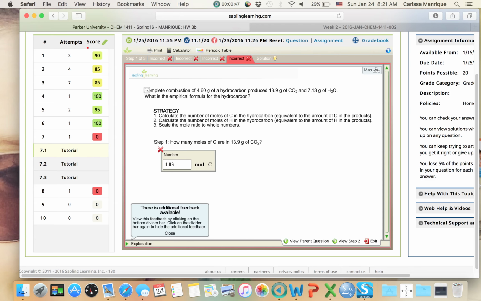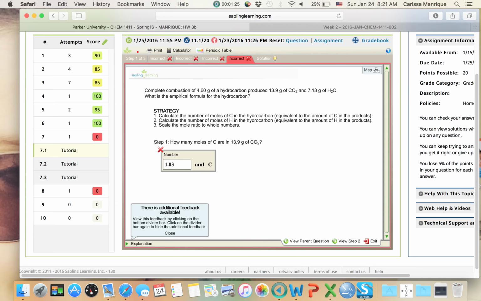So the question says you have a complete combustion of 4.6 grams of hydrocarbon that produces 13.9 grams of CO2 and 7.13 grams of water. Now, if you're wondering why that doesn't add up, I have 4.6 grams of hydrocarbon, and when I combusted it, it created 13.9 grams of CO2 and 7.13 grams of H2O. They should be equal, but it's not considering the oxygen. Combustion, by definition, means you react with oxygen. So the missing mass is from oxygen.